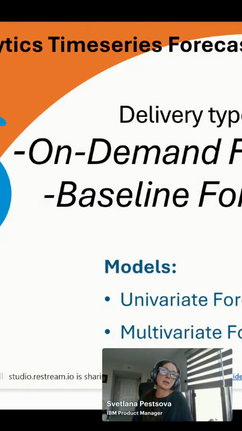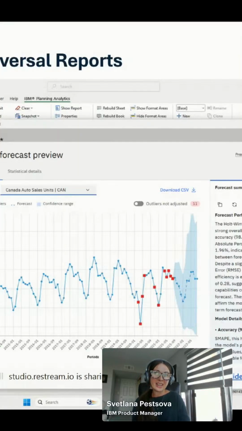And so what is in delivery type? We have on-demand forecasting, meaning ad hoc, and baseline forecasting. Same models underneath. Univariate forecast, it's the Holt-Winters models, the whole family of them, 9 models that you can use, and multivariate forecast with VAR and ARIMA algorithms. So 11 models in total. It's already a lot. And surprise, we kept our promise.